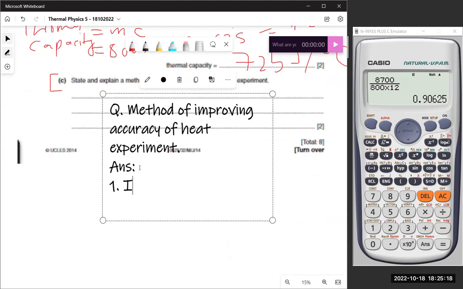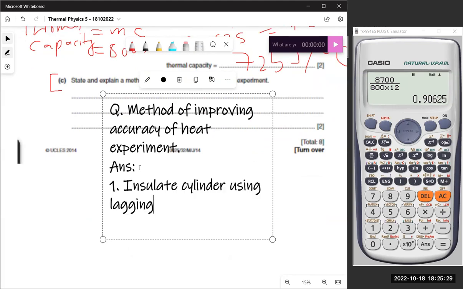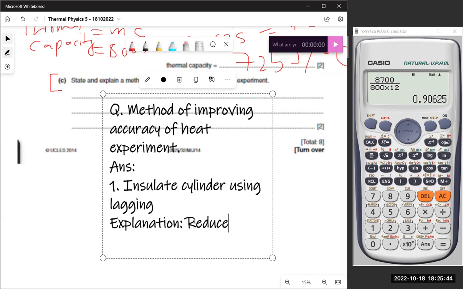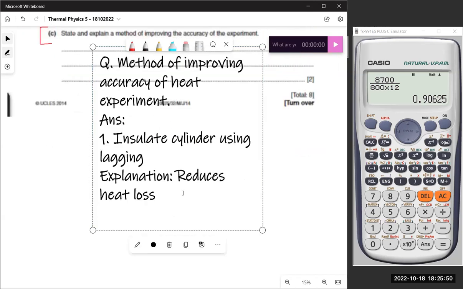First thing is insulate cylinder using lagging. And the explanation to this is: reduces heat loss. I think we have done this stuff already. Insulation, if you lag it with something, it's going to reduce the heat loss. I don't want heat to be lost. That will interfere with my experiment.